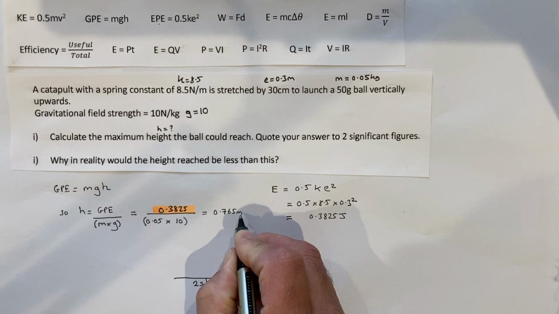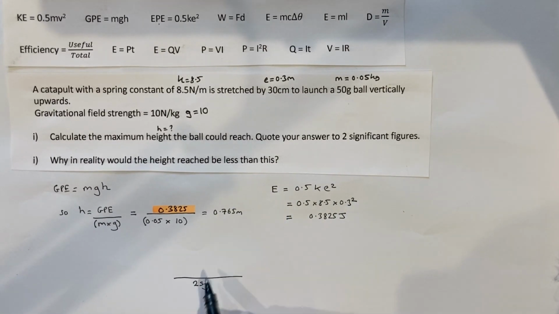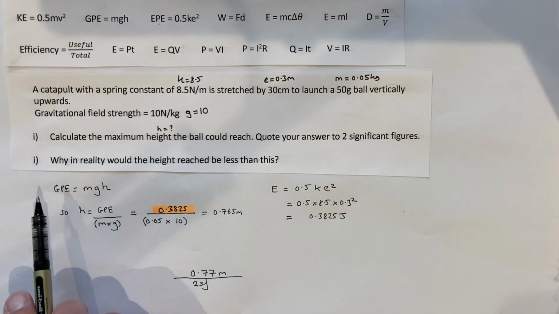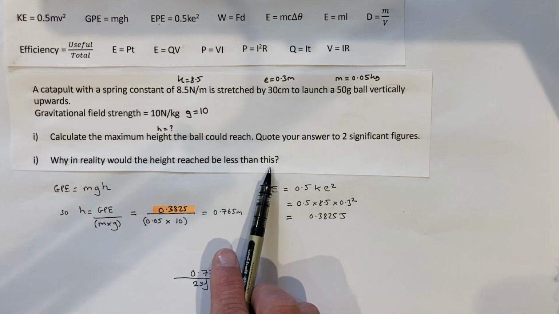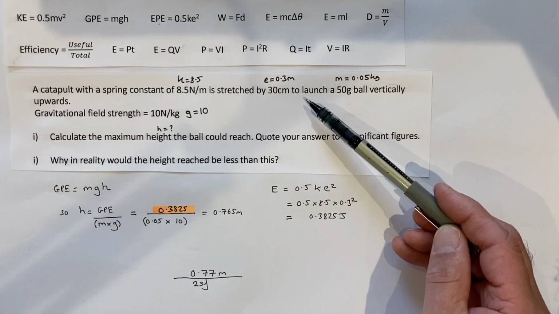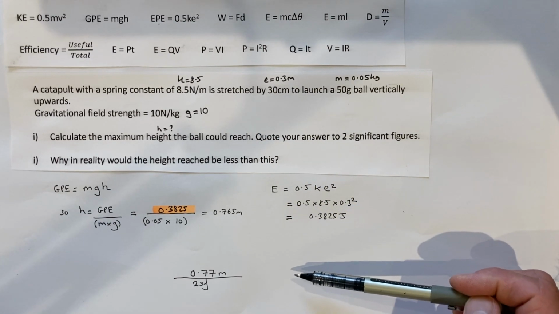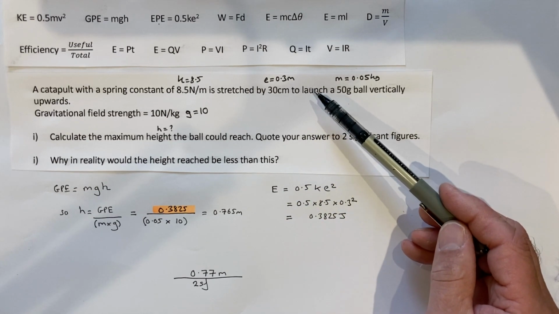0.765 meters. Now I've been asked to quote it to 2 significant figures, so in my answer I'm going to write 0.77 meters, and that will give me my extra mark for 2 significant figures. Finally, it says, why in reality would the height reached be less than this? Well, because some of that elastic potential energy will be converted into thermal energy as the ball rises up, rather than transferred into gravitational potential.